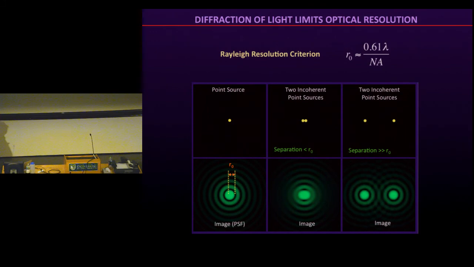And so the concept is that if things are closer together than R naught within a sample, then even though the object may be point-like, its image is finite in size. And so if two objects are closer than R naught together, they're very difficult to separate as distinct. And so the structure in the sample is blurred on length scales less than R naught. And this is getting in the way of lots of interesting studies.